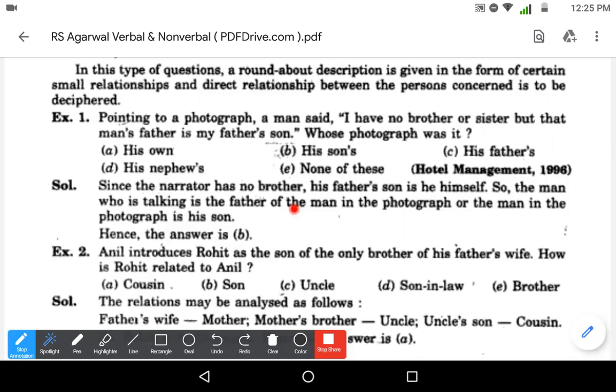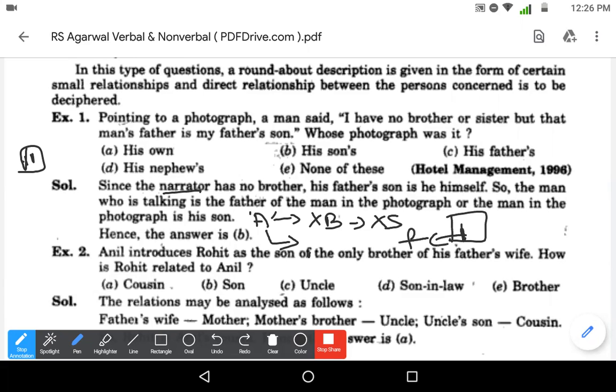So one person is talking, and let us say that person is a narrator, or we can say that person is A. Okay, so A is pointing to a photograph. There was a photograph with people, a normal photo frame which was kept, and A is saying he has no brothers or no sisters. Okay, but that man's father, whose man's father? The one in the photograph. That man's father is my father's son. My father means A's father's son.